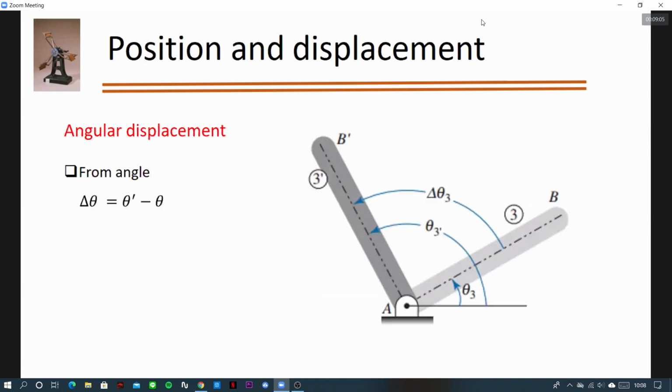Now, similarly, you can find out the angular displacement. So previously, maybe it was at some angle theta 3, and now it has moved to some angle, let's say theta 3 dash. So new minus the old one, you will get the change in the angle. What change in the angle has happened if your link has moved, right? Okay.